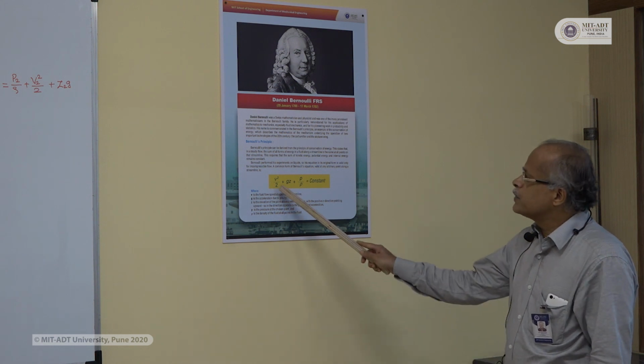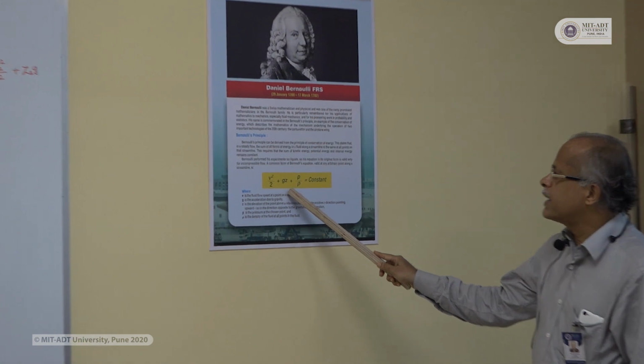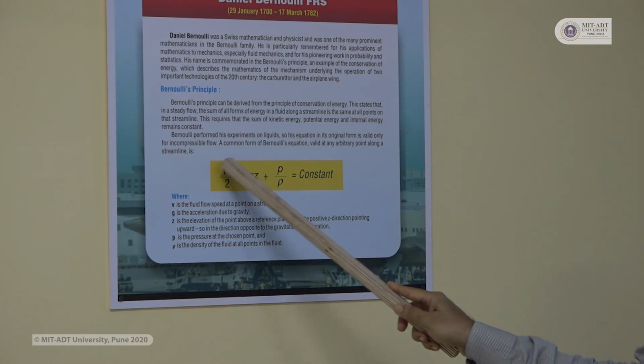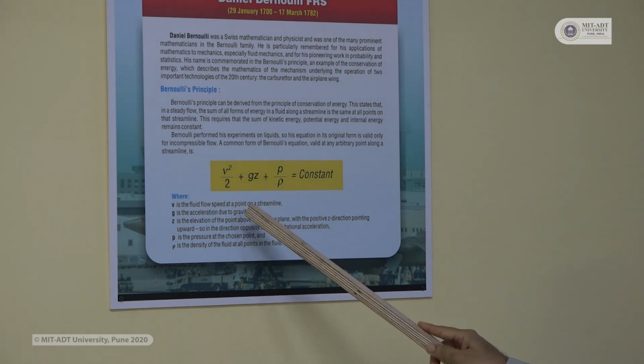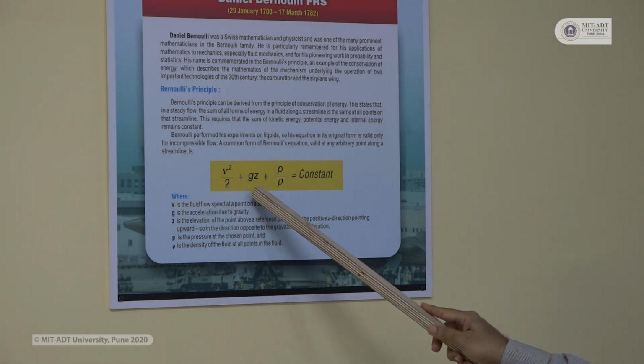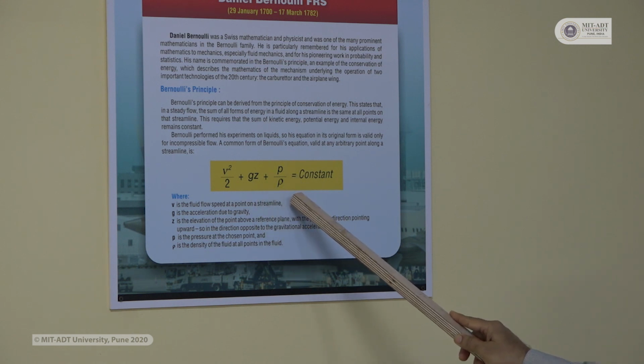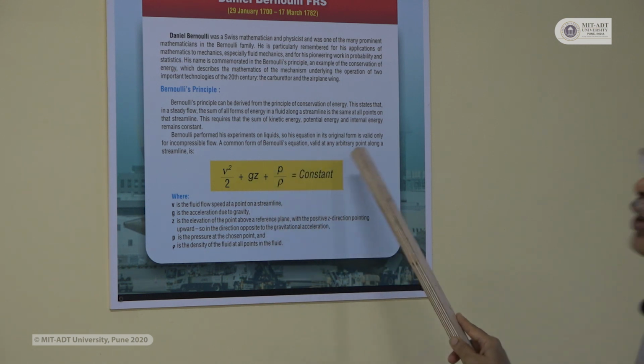It is written as V squared by 2 plus gz plus P by rho is equal to constant, where V squared by 2, as you know, is kinetic energy, gz is potential energy, and P by rho is flow energy. So, this is constant.